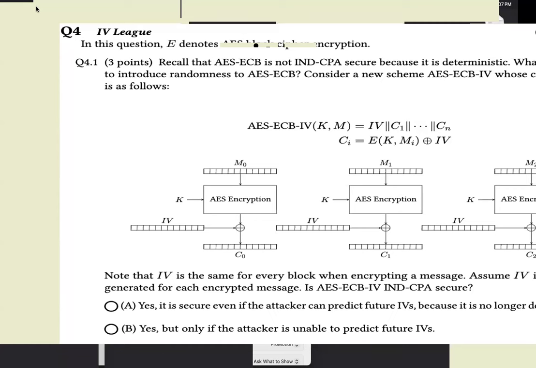Let's discuss this question then. So as you can see, this scheme is like a version of what we discussed. Anyone wants to answer the question? Someone who hasn't answered so far.